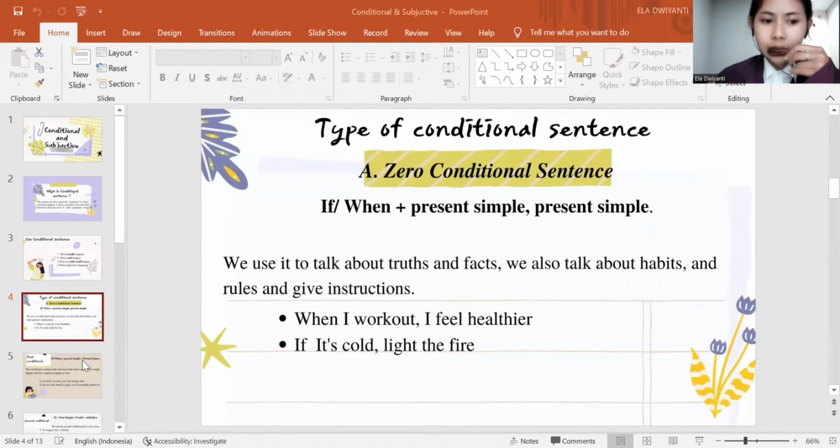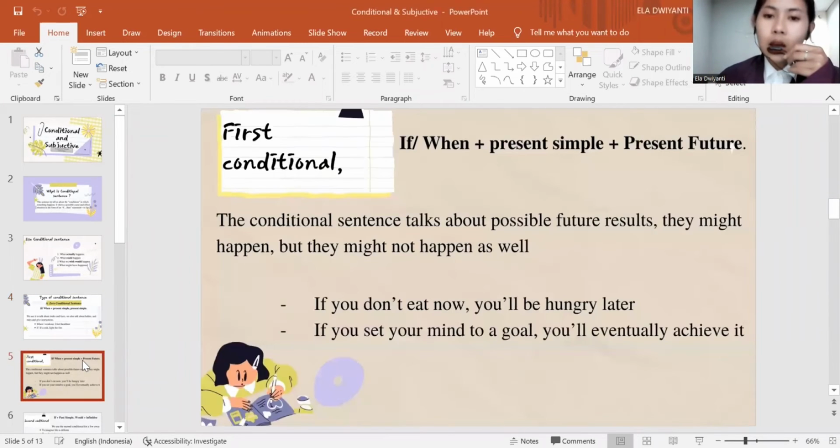Okay, the next slide is the first conditional. The first conditional sentence is used to talk about a possible future result. They might happen, but they might not happen as well. The formula of this conditional is if or when plus present simple, plus future simple. Look at the example: if you don't eat now, you'll be hungry later.